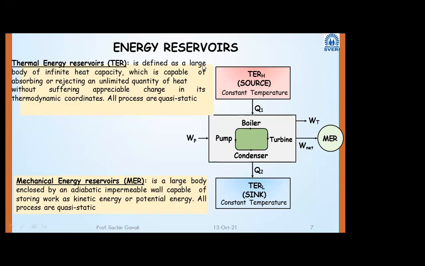What is that? If an abundant quantity of heat, let's consider this as a thermal reservoir.